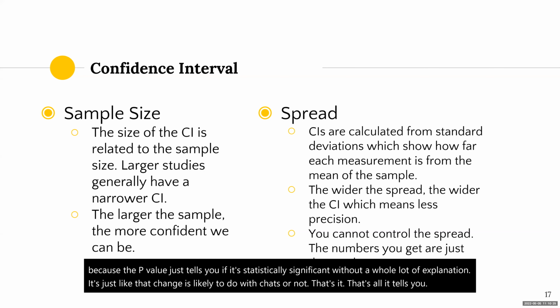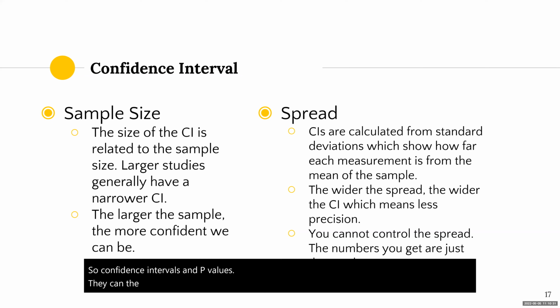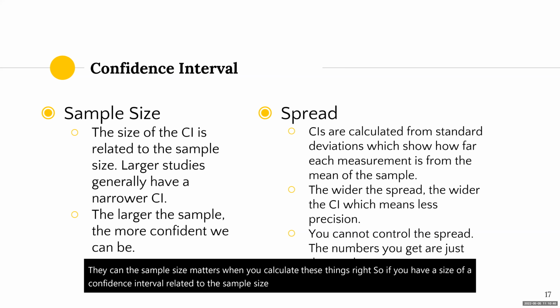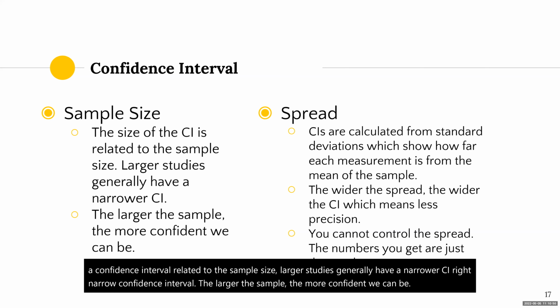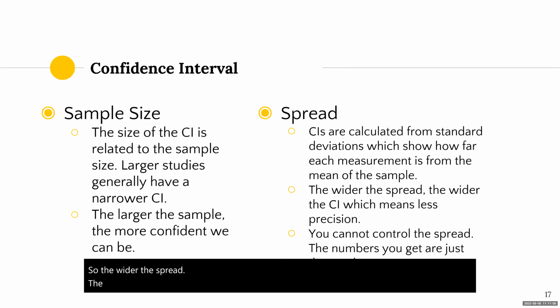So confidence intervals and p-values, the sample size matters when you calculate these things, right? So with the size of a confidence interval related to the sample size, larger studies generally have a narrower CI, right? Narrower confidence interval. The larger the sample, the more confident we can be. Okay, and they are calculated from the standard deviation, which shows how far each measurement is from the mean of the sample. So the wider the spread, the less precise the CI is, right? And you can't control the spread. The numbers are just what you get.